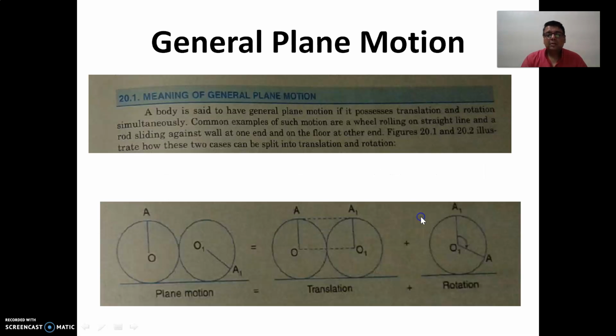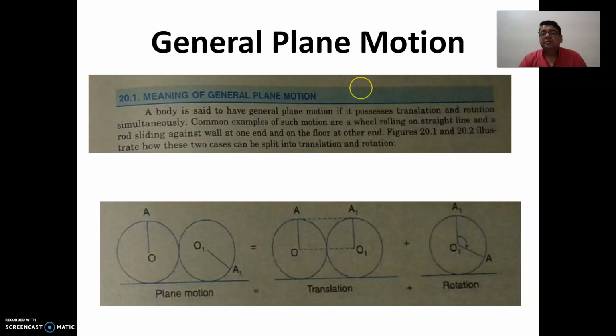General plane motion means if any body possesses translatory as well as rotational motion simultaneously, right? The best example is the motion of a wheel. Whenever a wheel rotates, it is in general plane motion. The wheel of a car which is moving is in general plane motion, and whenever there is a skid, at that time it is not a general plane motion, it is a skid, it is a linear motion.